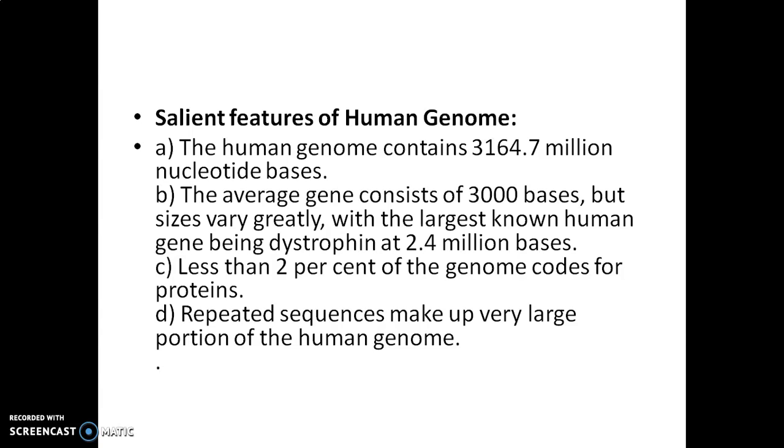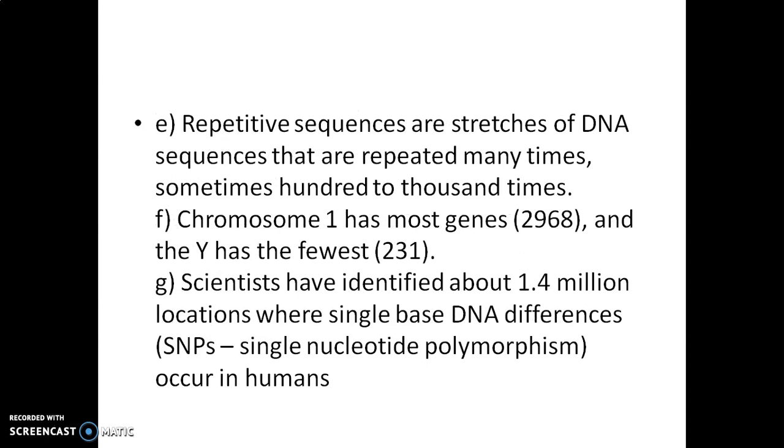The human genome contains 3,164.7 million nucleotide bases. The average gene consists of 3,000 bases, but the sizes vary greatly, with the largest known gene being dystrophin at 2.4 million bases. Then, less than 2% of the genome codes for protein. That means for 98% of the genome, the functions are unknown. So repeated sequences make up a very large portion of the human genome.